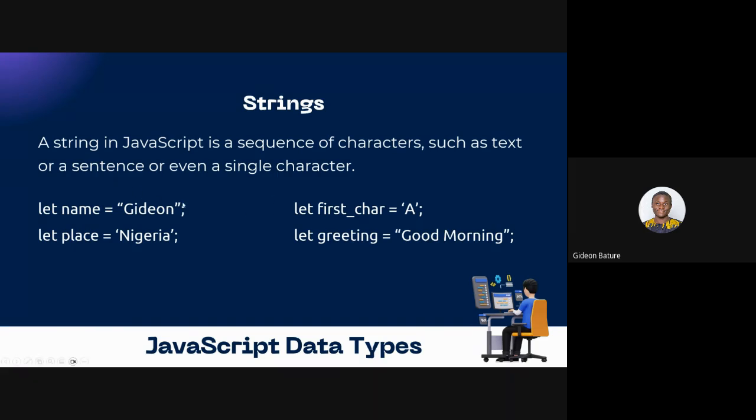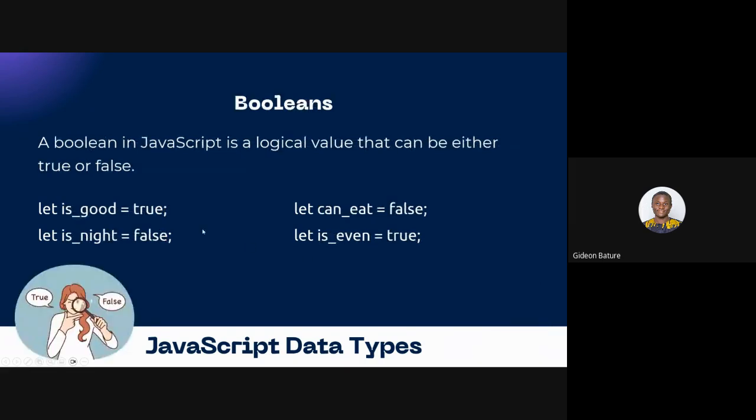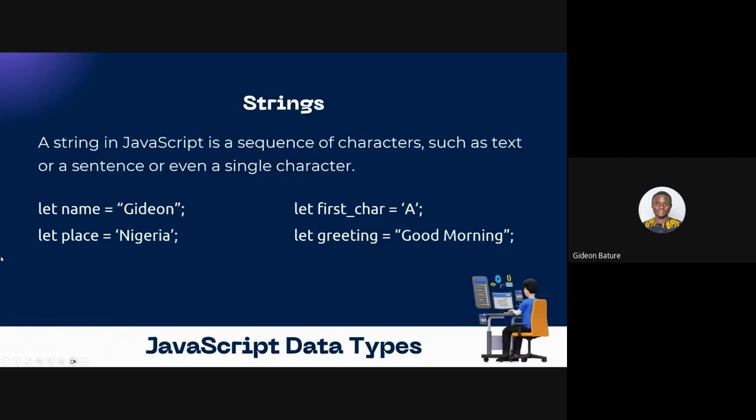A string is always declared inside either a double quotation or a single quotation. If you start with a double quotation, you must end it with a double quotation. If you start with a single quotation, you must end it with a single quotation. You cannot start with double and end with single, it will throw an error. Or start with single and end with double, it will throw an error. So let's experiment and see.